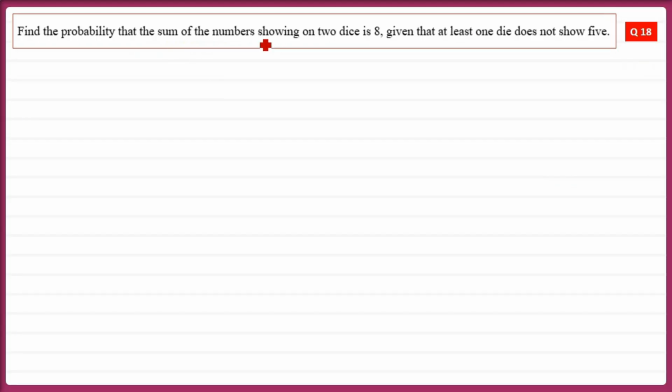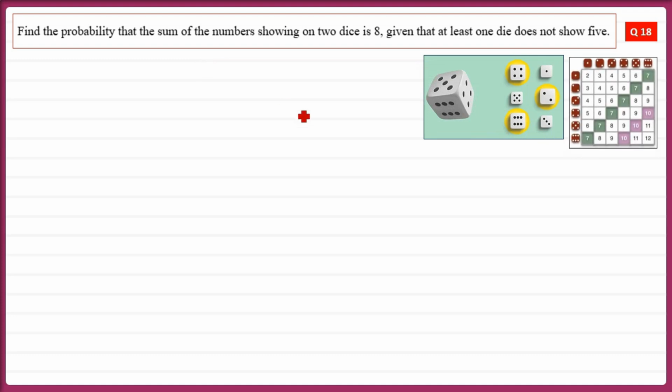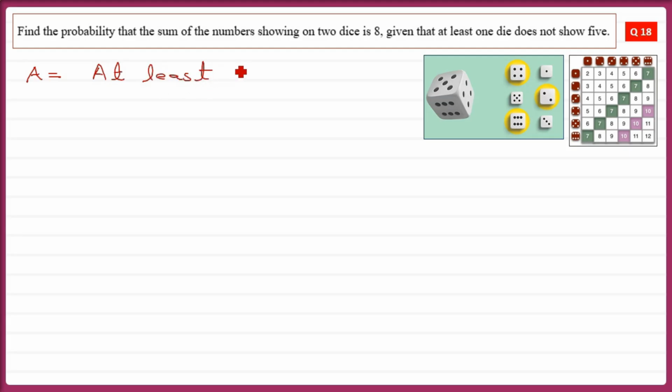Find the probability that the sum of the numbers showing on 2 dice is 8, given that at least one die does not show 5. Okay, so 5 should not come. That's what they are saying. In all the sample space, wherever 5 is there, you have to delete that or ignore that. Now A, we will take as at least one die does not show 5.